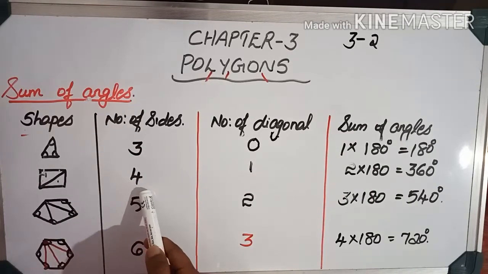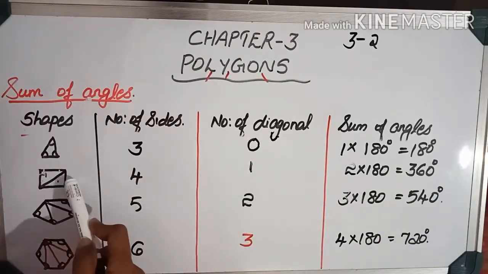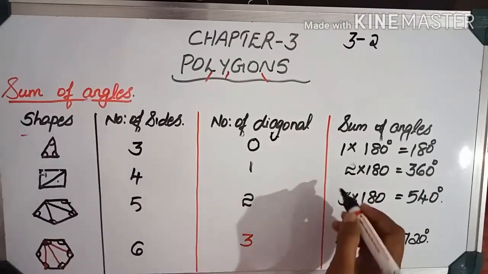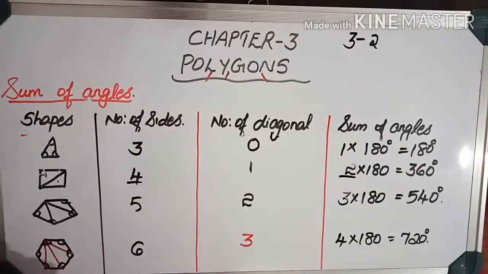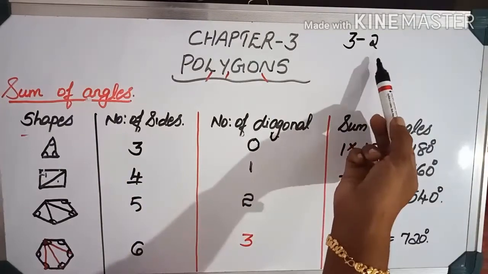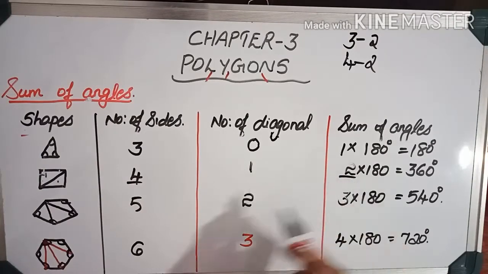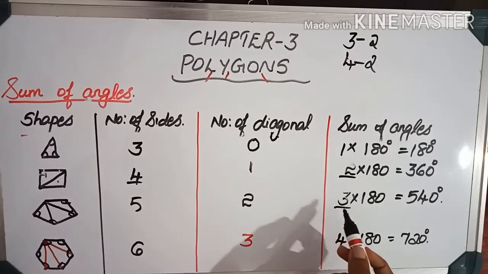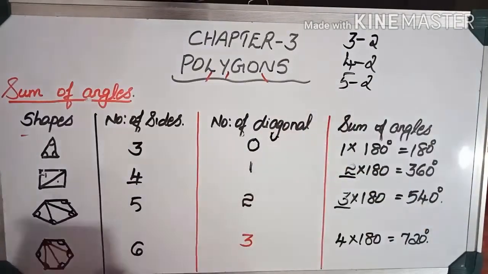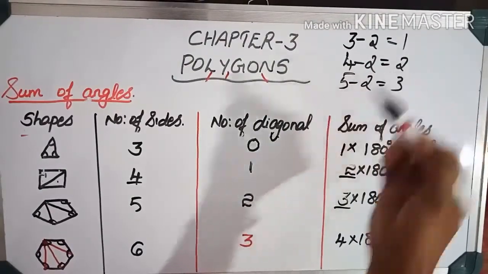Similarly, for the second one, the number of sides is 4. The number of triangles inside that figure is 2. What is the relation between 4 and 2? Again minus 2. 4 minus 2 is 2. Next, the number of sides is 5 and the number of triangles is 3. Here also 5 minus 2 is 3. So 3 minus 2 is 1, 4 minus 2 is 2, 5 minus 2 is 3.